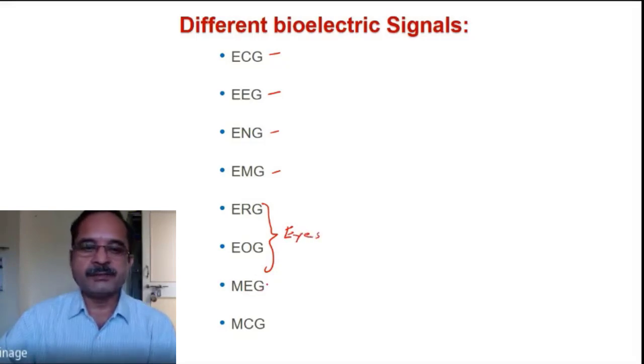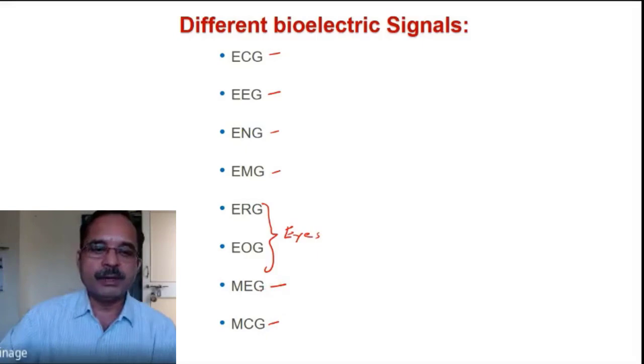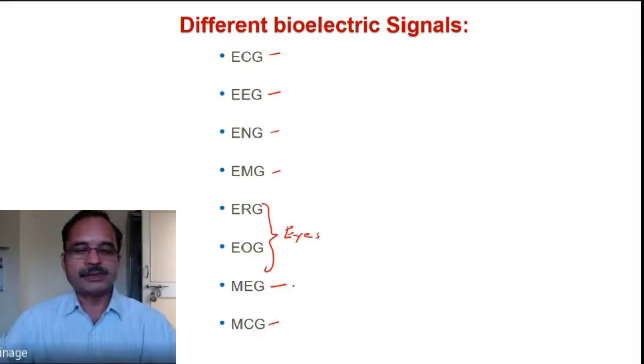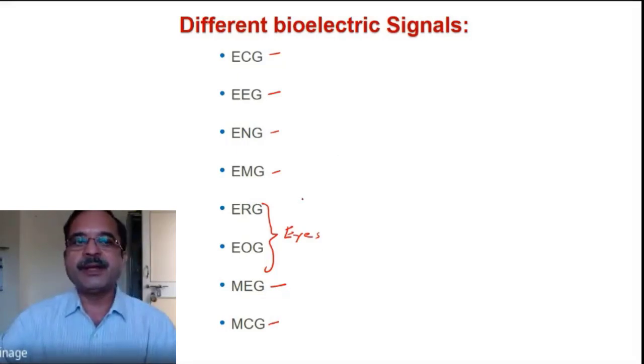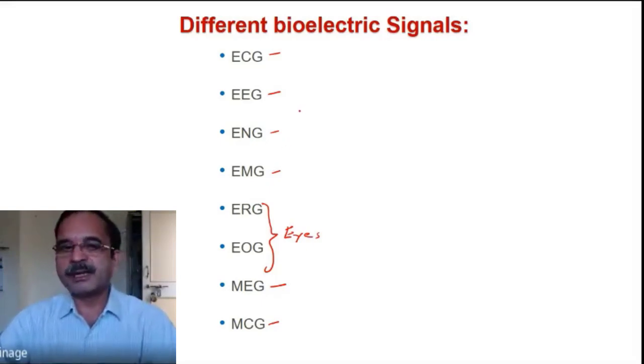So both these are related to our eyes. Then MEG, myoelectrograph. Myo stands for muscles. Then MCG, myocardiograph. Not myo, this is magneto. Sorry. So these last two are magnetoencephalograph and magnetocardiograph. So this is about measurement of the magnetic fields. So we'll discuss these remaining signals that we could not discuss last time.